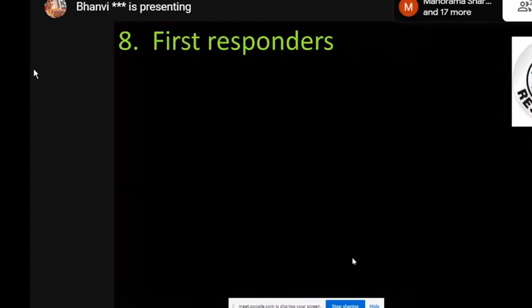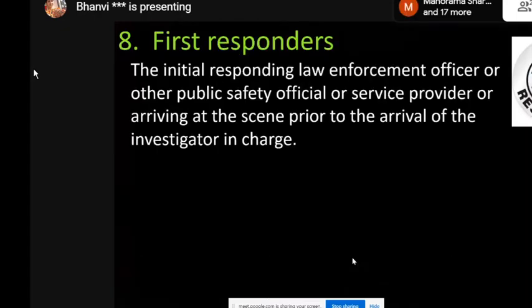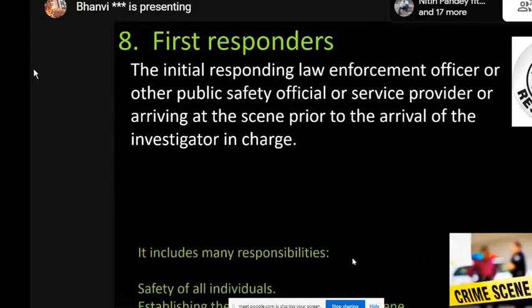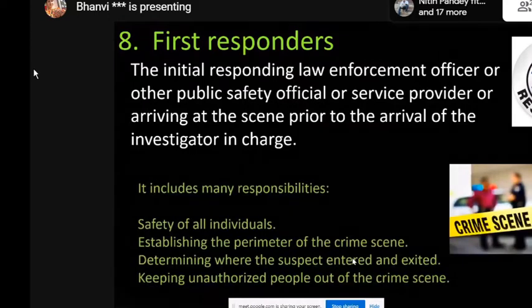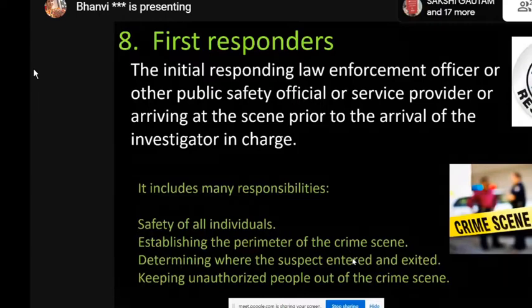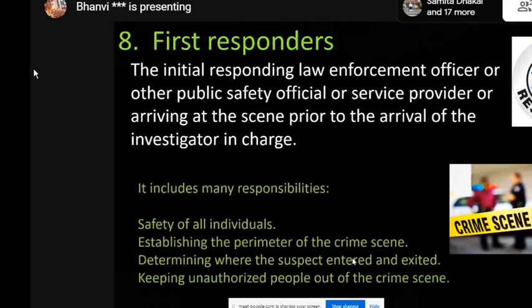Next is first responders, the initial responding law enforcement officer or other public safety official or service provider arriving at the scene prior to the arrival of the investigator in charge. It includes many responsibilities: safety of all individuals, establishing the perimeter of the crime scene, determining where the suspect entered and exited, and keeping unauthorized people out of the crime scene.